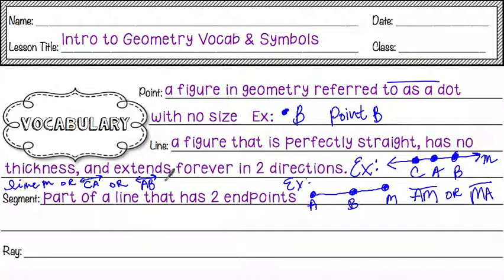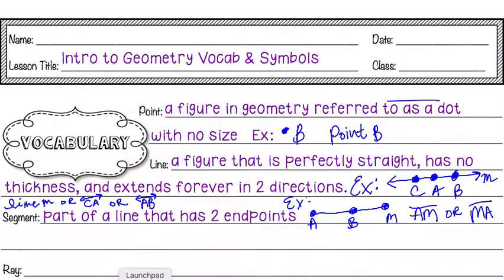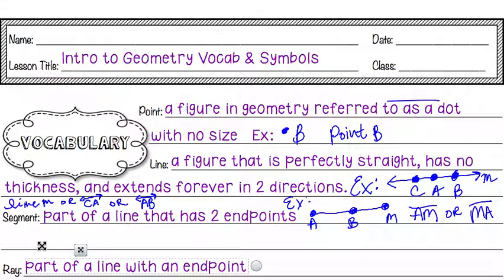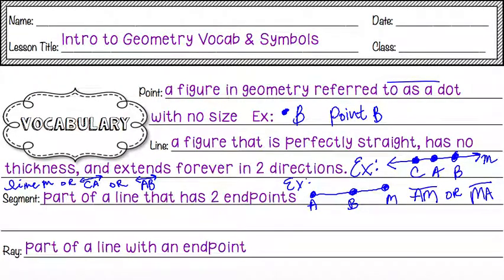Okay? Let's go on to a ray. A ray is part of a line with an endpoint. So it's very much like if you were to put a segment and a line together, you would have a ray. And I will show you what that looks like. So here's an example of what a ray looks like. You have an endpoint, and the ray goes on forever in the right direction. I'm going to put another point on the ray so that we can name it.